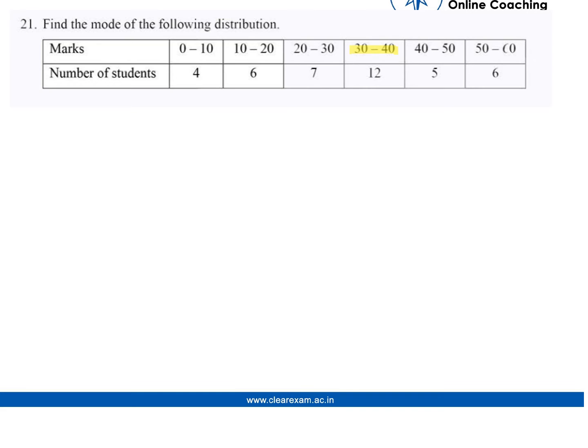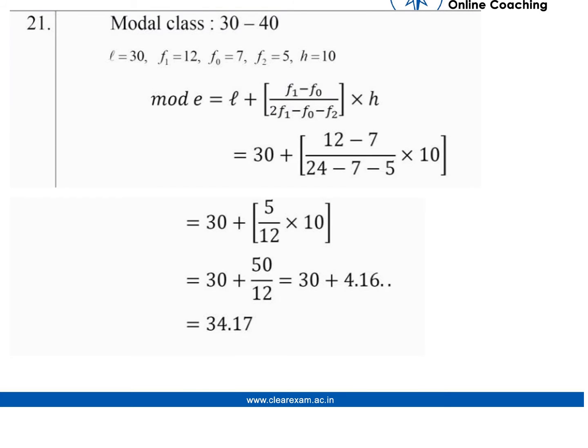To find the mode, we need to know a formula, which is L plus (F1 minus F0) divided by (2F1 minus F0 minus F2), into H. So F0 is the frequency of the modal class, F1 is the frequency of the preceding class, and F2 is the frequency of the succeeding class. And H given to us is the height of every class, and L is the lower limit of the class.